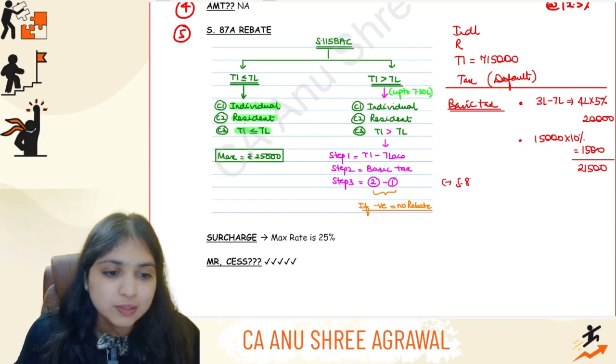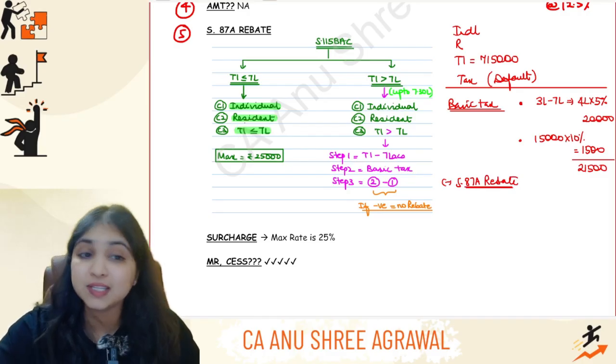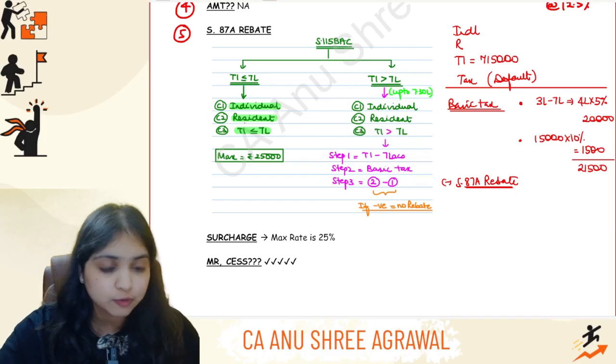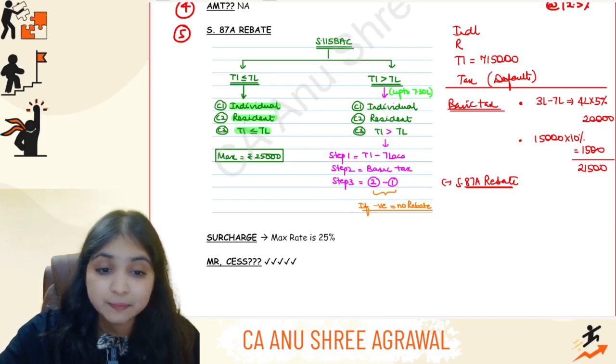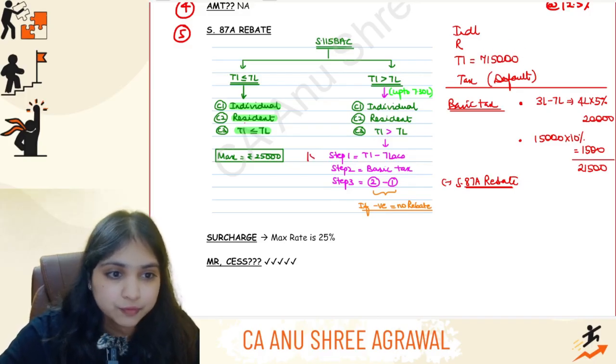Then from this you will subtract the 87A rebate, right guys? So for the 87A rebate, what are the conditions? Assessee should be an individual, assessee should be resident, total income should be within 7 lakhs. But your total income is more than 7 lakhs. So you will come to this part of the flow chart. Over here, your step 1 will be total income minus 7 lakhs.